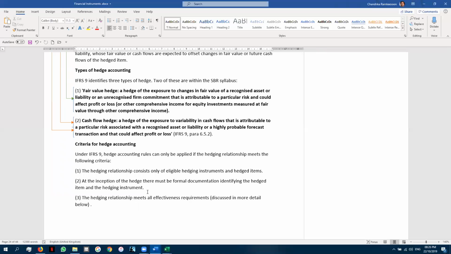Now, for hedge accounting to apply, there must be certain criteria in place. Usually when you're doing questions, if the examiner wants you to apply hedge accounting, the question may state that all of the conditions for hedge accounting have been satisfied. Under IFRS 9, hedge accounting can only be applied if the hedging relationship meets the following criteria.